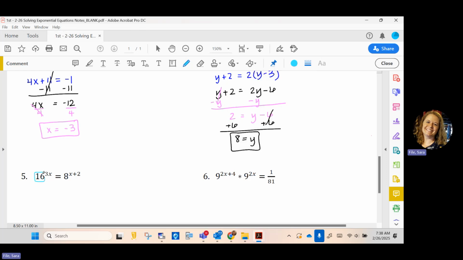So I'm going to replace the 16. 16 is 2 to what power? Just go through your head. 2 times 2 is 4, times 2 is 8, times 2 is 16. So that's 4. So that was 2 to the 4th power.